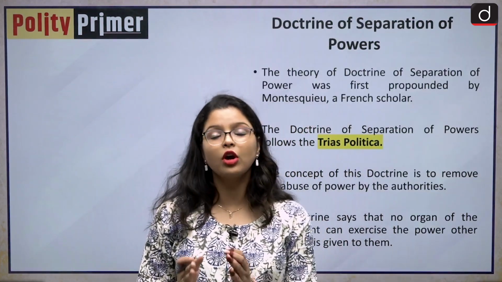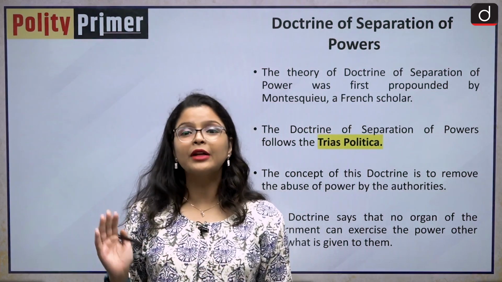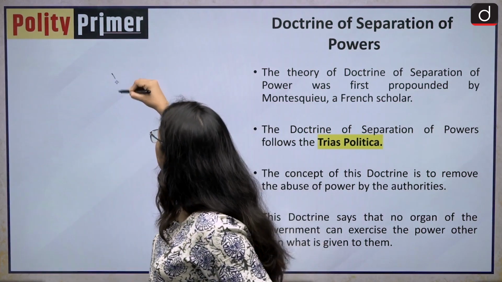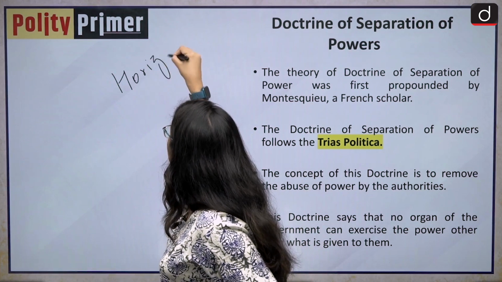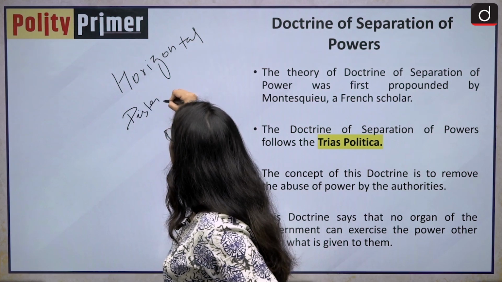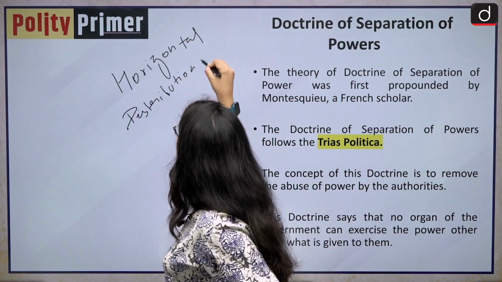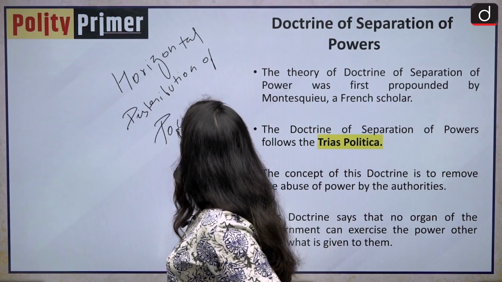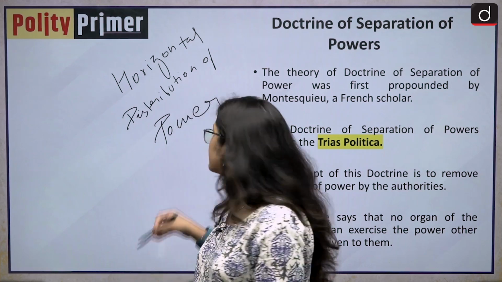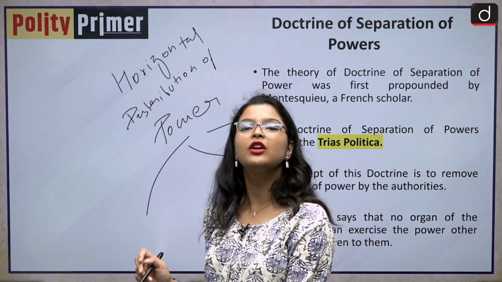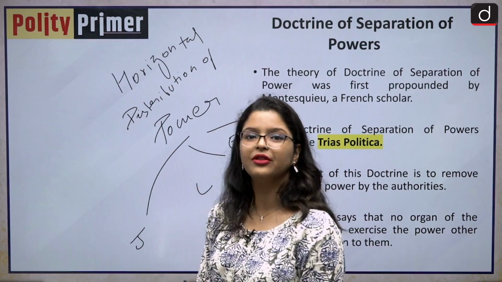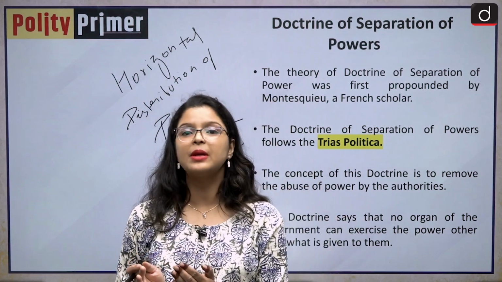So if we talk about the doctrine of separation of power, go back to your 10th class political science book. You have heard about or studied the horizontal distribution of power. The concept of horizontal distribution of power talks about the distribution of powers among the three organs of the government, that is the judiciary, legislature and the executive. So this is exactly the doctrine of separation of power.